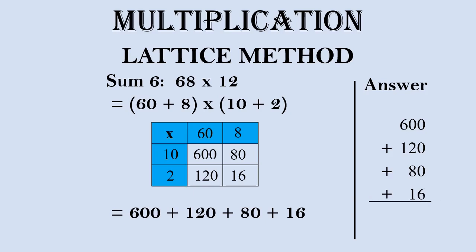Let's add these numbers. 6 plus 0 plus 0 plus 0 is 6. 8 plus 1 is 9. 9 plus 2 is 11. 1 in the units place. Carry over 1. And 6 plus 1 is 7. 7 plus 1 is 8. So that means 68 multiplied by 12 is 816.